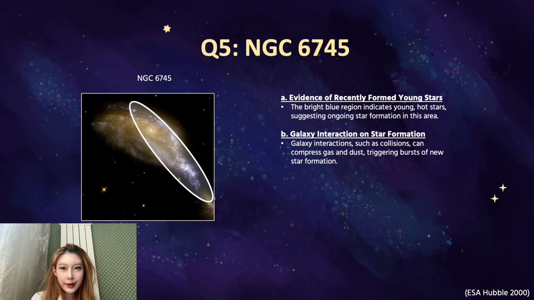Let's move to question 5. This image shows the larger spiral galaxy NGC 6745 interacting with a smaller passing galaxy located in the lower right. The bright blue region represents the collision path of the smaller galaxy and also serves as evidence of new star formation in that area. These observations suggest that when galaxies interact, as seen here, it can trigger the formation of new stars.